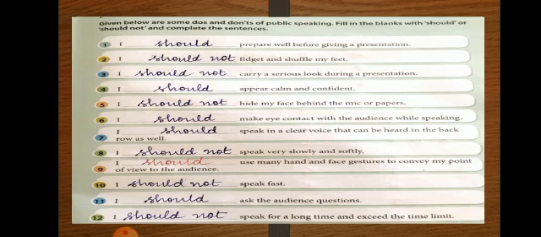So here some things are given that are the do's and don'ts of public speaking. Means what you should do or should not do while speaking in public. You have to mention should or should not. First, I should prepare well before giving a presentation. Of course you should prepare well before giving a presentation on any topic. Should not fidget and shuffle my feet. I already showed in the previous chapter that fidgeting is a bad habit.